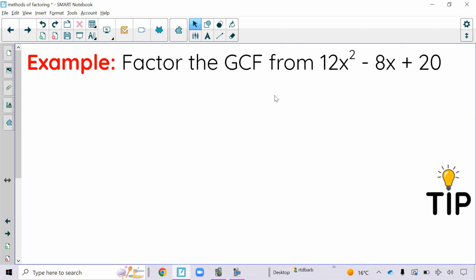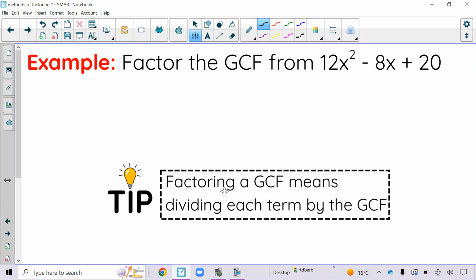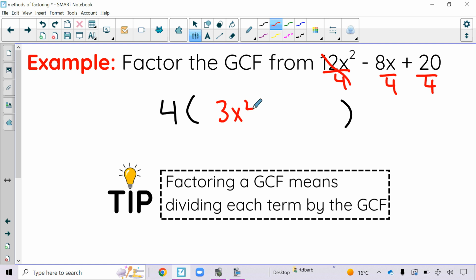Well, if I take this same trinomial now that I know that the GCF is 4, I'm going to factor it. Now, factoring just means I'm dividing each term by the greatest common factor. So the greatest common factor was 4, so I'm going to write that outside of the brackets. And in essence, I am dividing each term by 4 and writing the result inside the bracket. So 12 divided by 4 is 3x squared. Take away 8 divided by 4 is 2x, plus 20 divided by 4 is 5. And now I have factored the GCF from the trinomial.